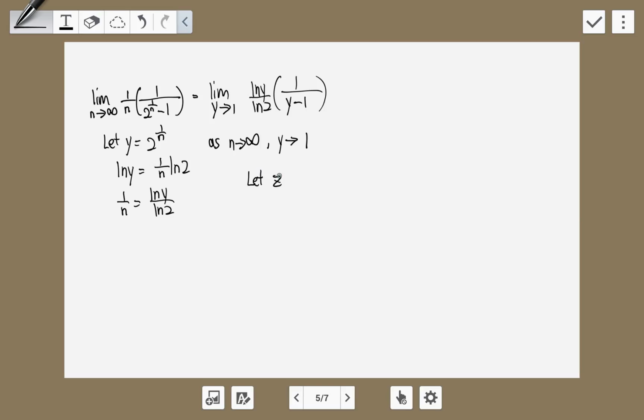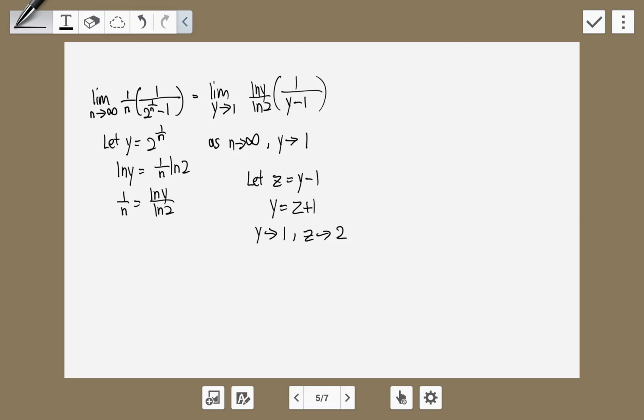I do another substitution. Let z equal y minus 1. Then my y will become z plus 1. Correct? Then as y approaches 1, my z approaches what? So y goes to z, z goes to y minus 1, y goes to z plus 1. When y approaches 1, my z approaches 2. So is that alright?